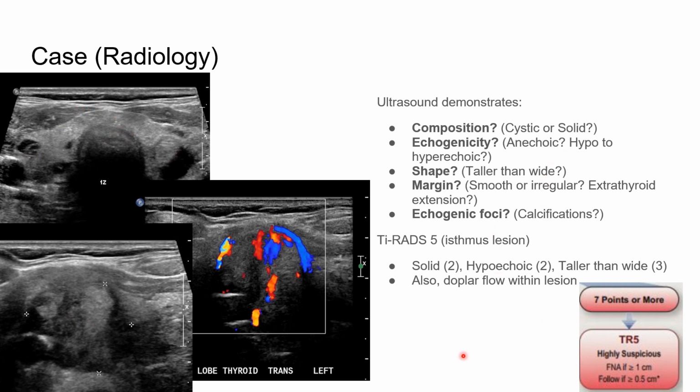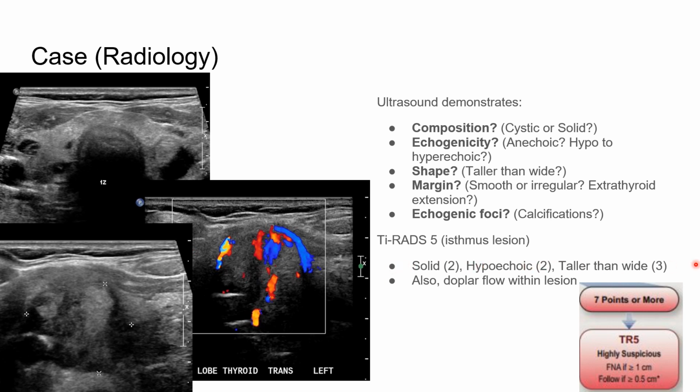So the composition is, this is a mostly solid mass. You see some cystic structures. It is hypoechoic. This is darker than the parenchyma here. It is taller than it is wide. And if you look over at this side, there is Doppler flow within the lesion. All of these things are concerning.